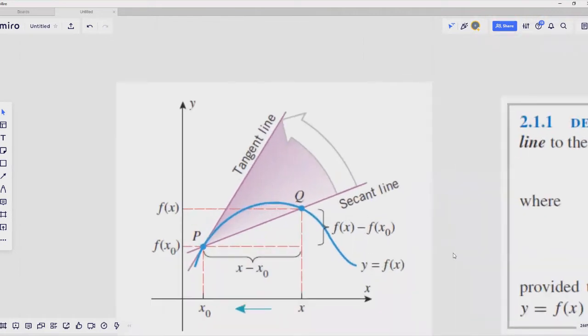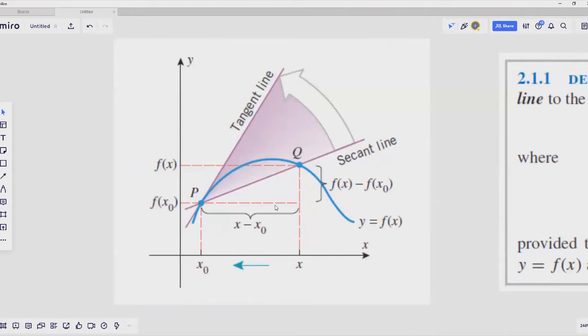And the slope of the secant line is defined as the tangent of that angle here, which is equal to the ratio of this side length over this side length.